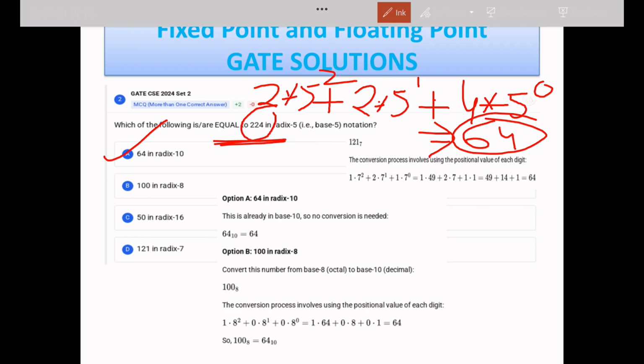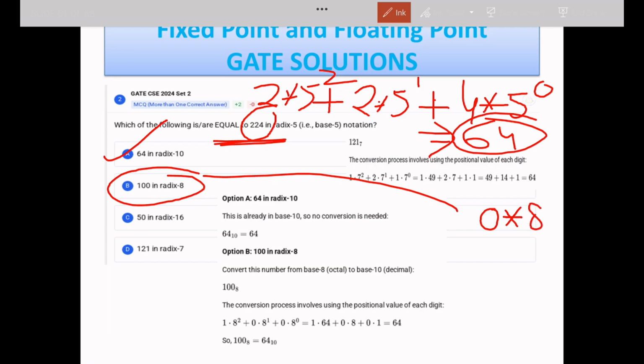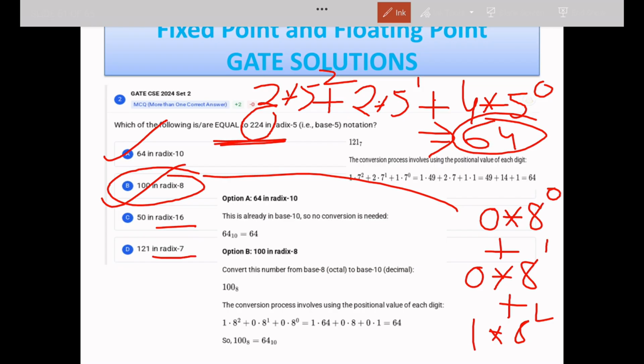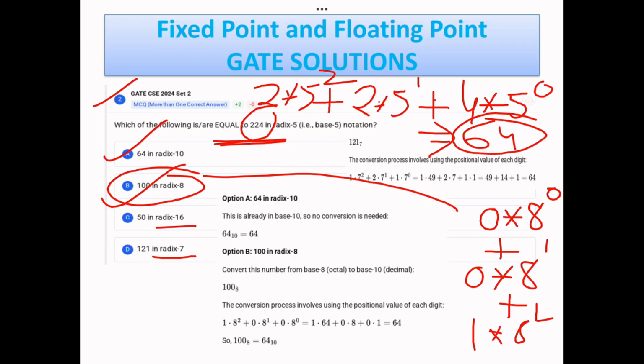Now second, he is asking which other one is correct. Now you can see this number. I will write 0 into 8 to the power 0, then plus 0 into 8 to the power 1, then 1 into 8 to the power 2, and 8 squared is 64. So this is also the correct answer. Similarly you can find here base is equal to 16, base is equal to 7. So in the exam he can give you any base or radix. This question came multiple times in GATE exam as well as NET exam, and also in your semester exam.